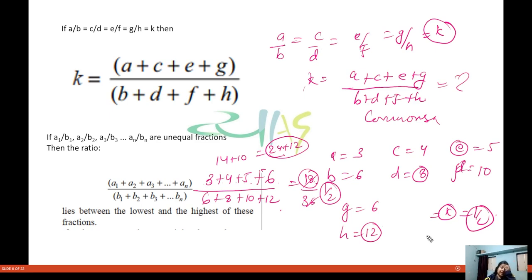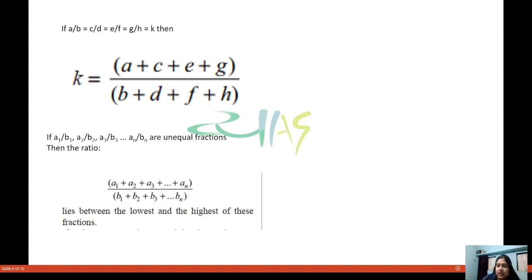So always remember this property. This property can be of help. For example, if you are not given one of these numbers and you are given all of the others, you can definitely substitute here and calculate. So I hope this property is clear to all of you.